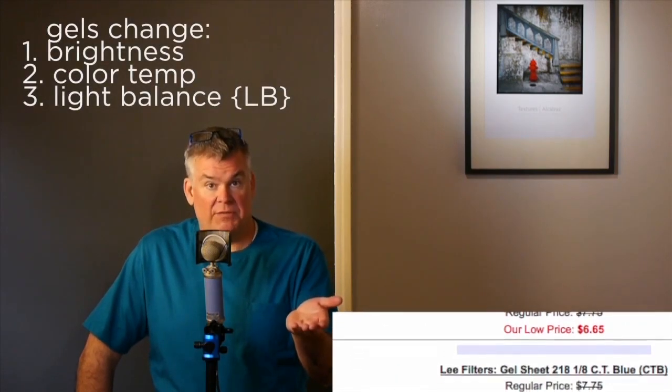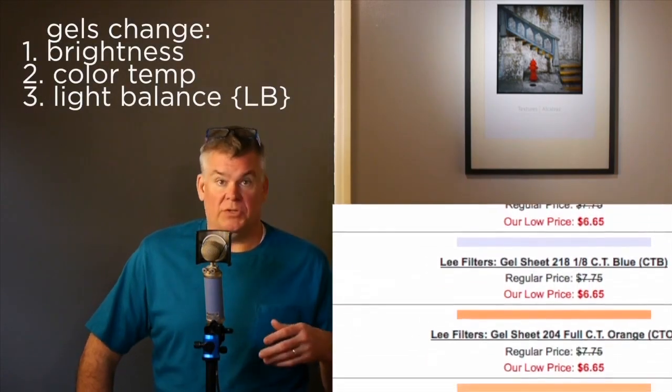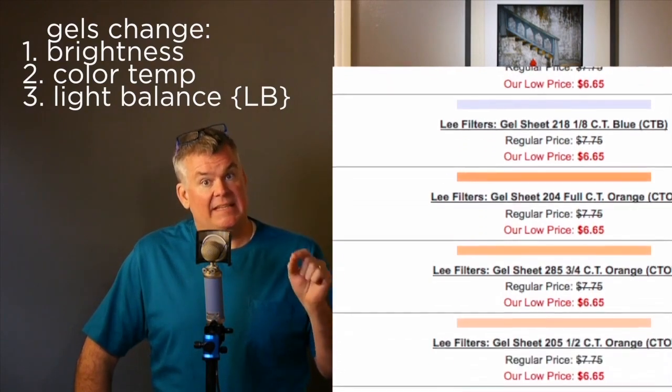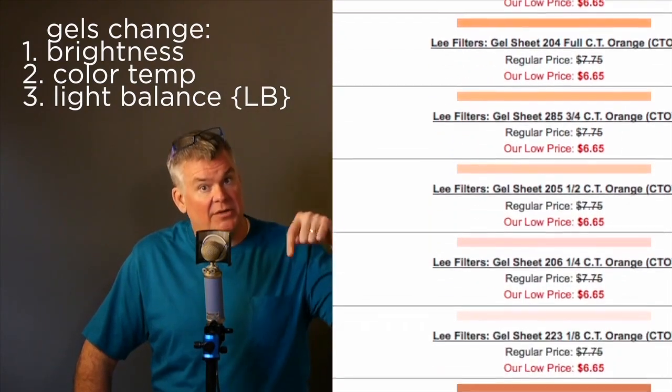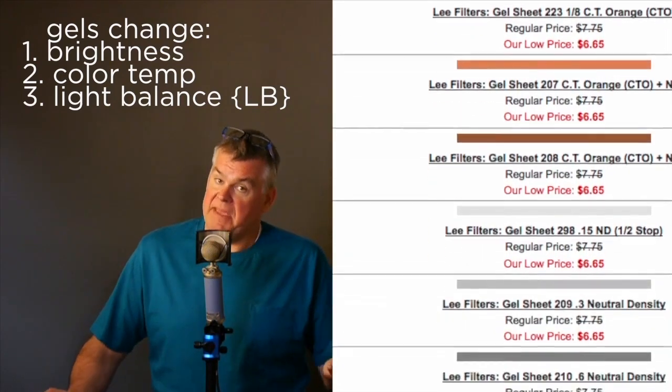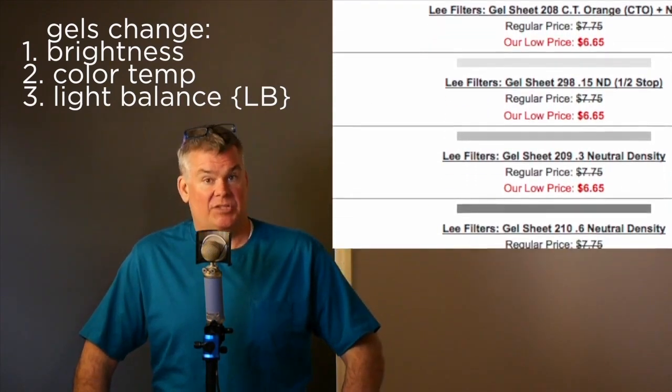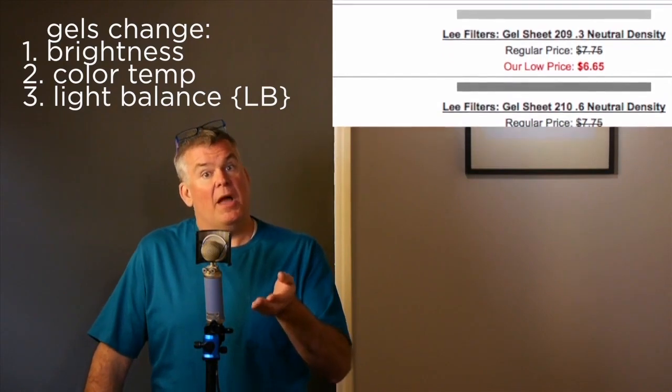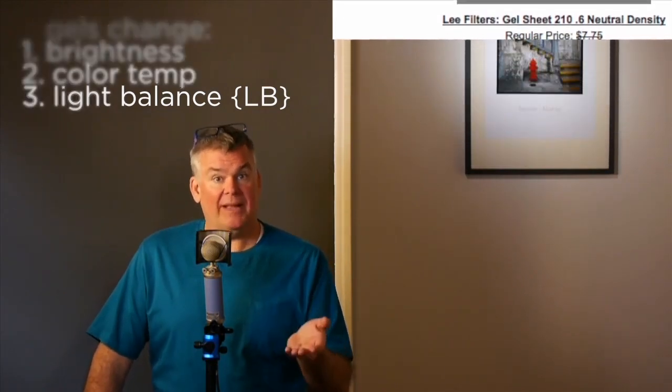Remember, gels are available for us to control brightness. There's neutral density gels if you need them. They're also available for us to control color temperature, right? CTO gels push our color temperature down. CTB gels push our color temperature up. Then, of course, there's always LB gels, light balancing gels. Those are your minus greens and your plus greens, right? We're going to go into more detail about those in just a few minutes. But we'll be able to have each one of those components controlled separately.